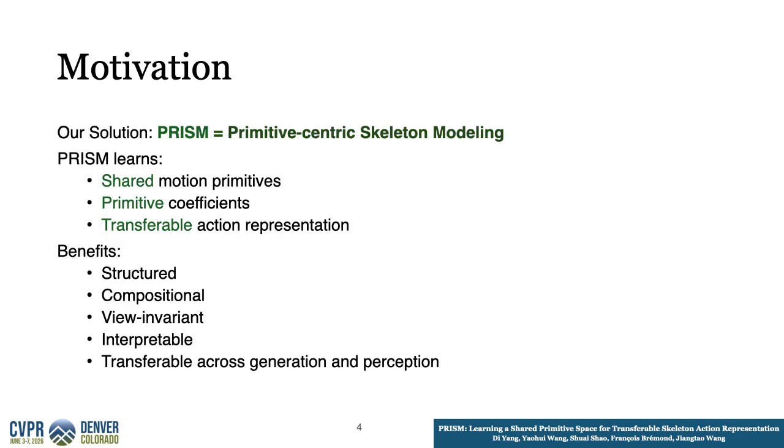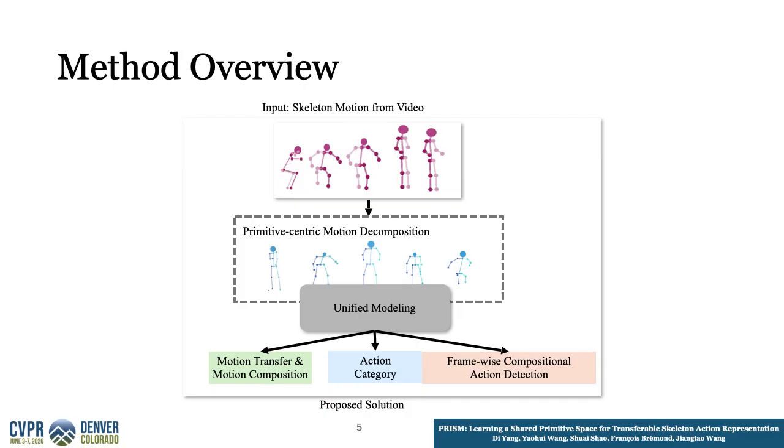Our proposed PRISM learns a shared primitive coefficient space. Each action sequence is represented as a trajectory in this space, where each coefficient describes the contribution of a motion primitive. This makes the representation structured, compositional, and transferable.